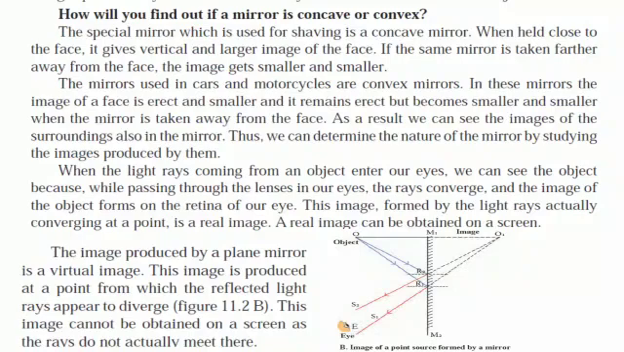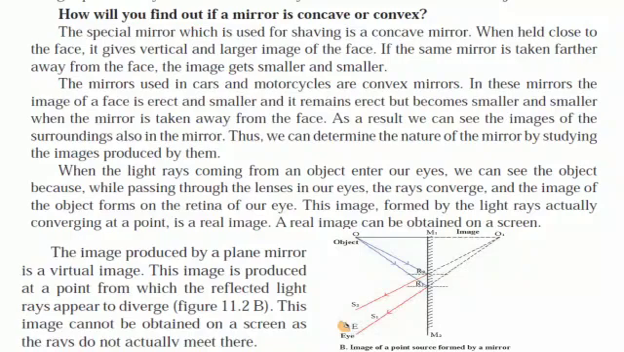When the light rays coming from an object enter our eyes, we can see the object because while passing through the lens in our eyes... Why can we see the objects? This is the answer for it. The light enters through the lens in our eyes. The rays converge and the image of the object forms on the retina of our eye. Retina is the screen where the images form. This image formed by light rays actually converging at a point is a real image. So converging at a point, it will be a real image.